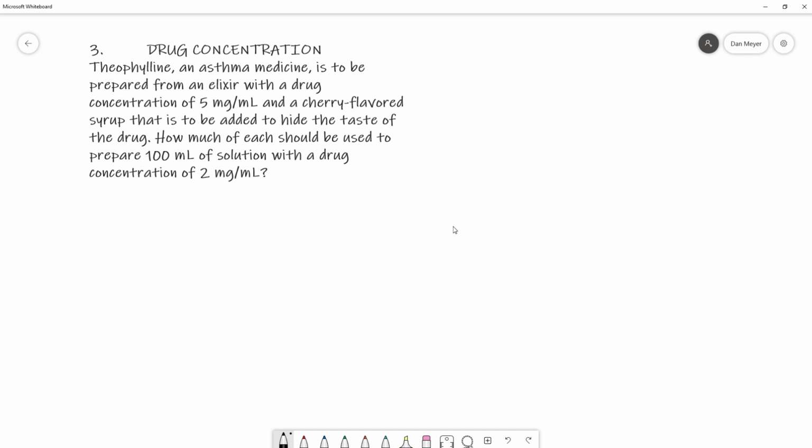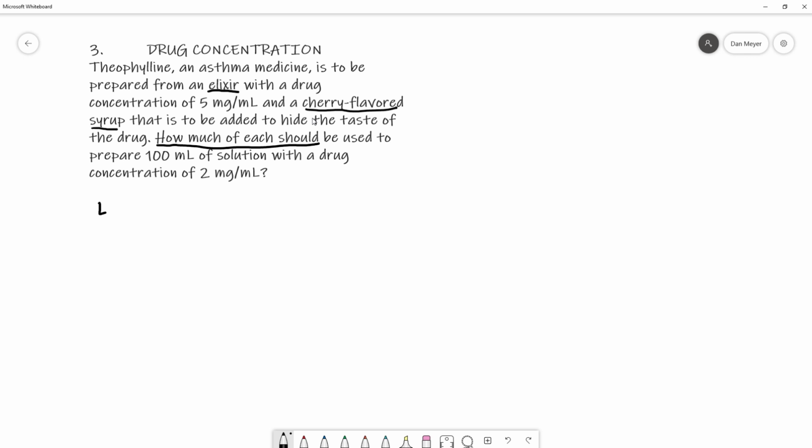All right, so here's a perfect example of if you try to figure out what the answer is to the story, or even figure out what the answer looks like just on a first read of the story, that can be very challenging. So let's go ahead and try to find the problem statement here. How much of each should be used? And in this, each is a cherry-flavored syrup and an elixir.